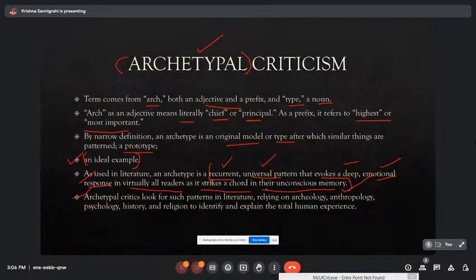For that, they are relying on what? On archaeology, anthropology, psychology, history and religion to do what? To identify and explain the total human experience. So, the total human experience is explained through what? Through the use of different kinds of archetypes, and this is what archetypal criticism tries to find out.